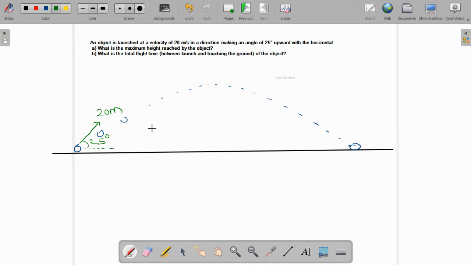In solving all projectile questions, the first step one has to do is to resolve the given velocity into two parts. One is the horizontal velocity and the other is the vertical velocity. The horizontal velocity in this case would be 20 cos 25, and the vertical velocity in this case would be 20 sin 25.